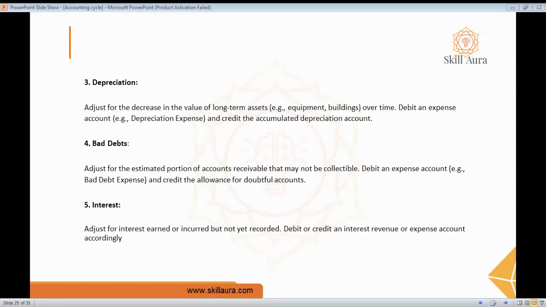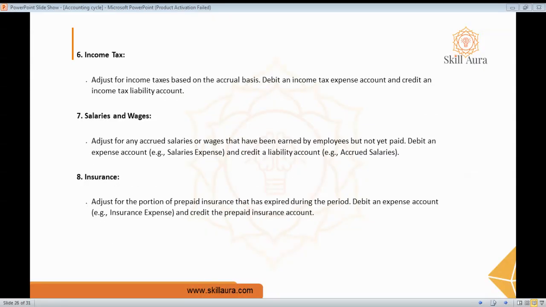And the next one is interest. When the interest earned or interest incurred adjustment is given but not yet recorded, for that kind of account, the debit or credit and interest revenue or expenses account will be recorded accordingly. And income tax. Here, adjust for the income tax based on the cash basis. Here, the income tax expenses account will be debited and the income tax liability account will be credited.